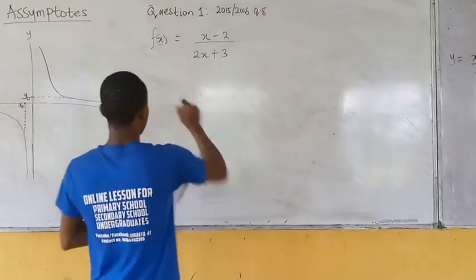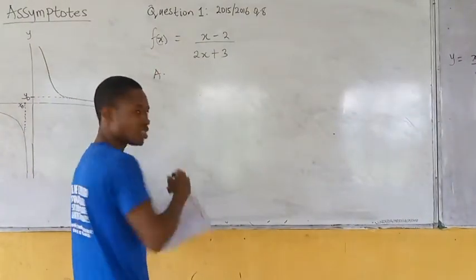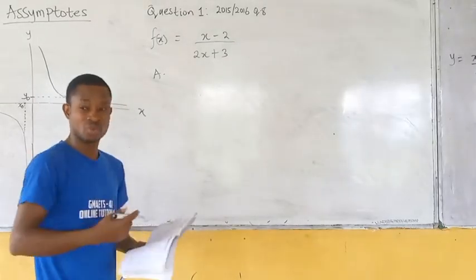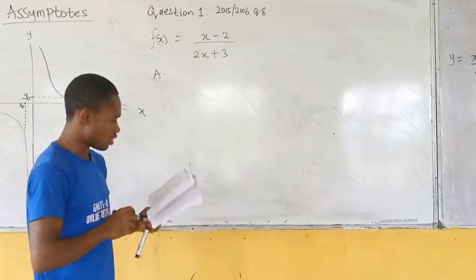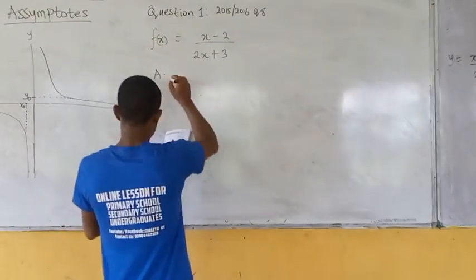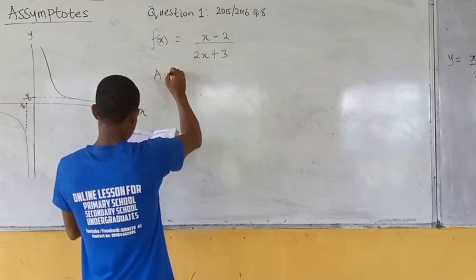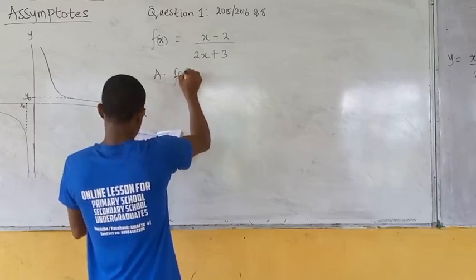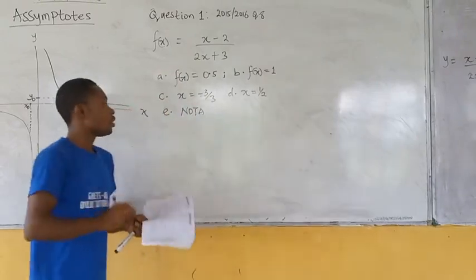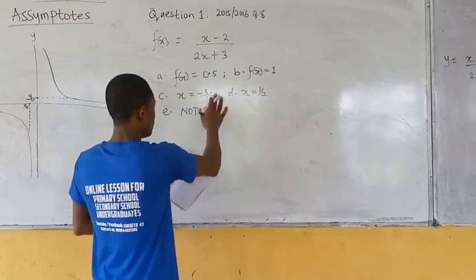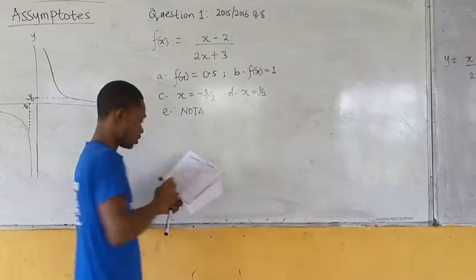Let me give you the options provided. And you see, this is just 1 plus 1, because even before copying the question, you know the answer already if you understand what we've said. We are looking for the vertical asymptote of the function. Option C is minus 3 over 2.